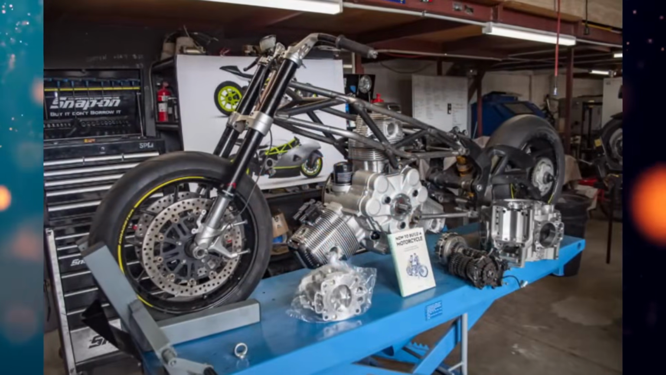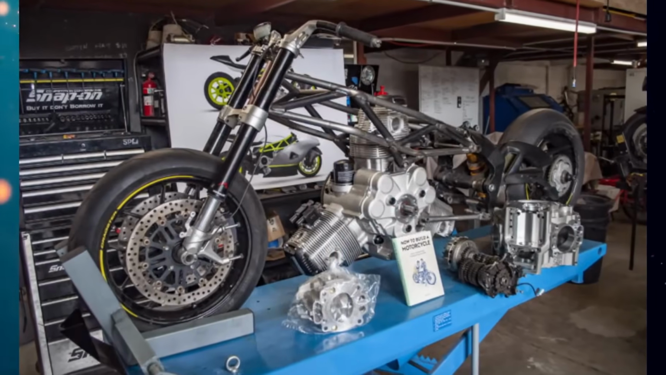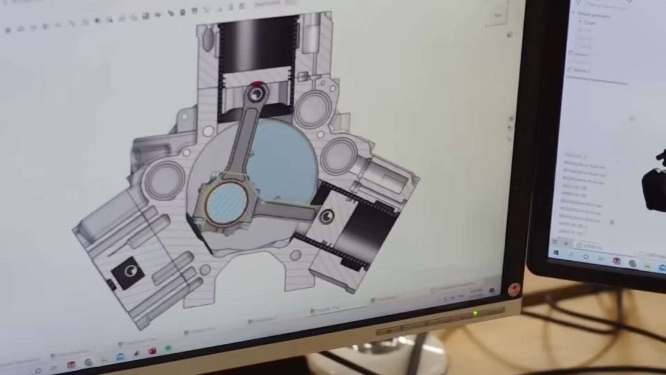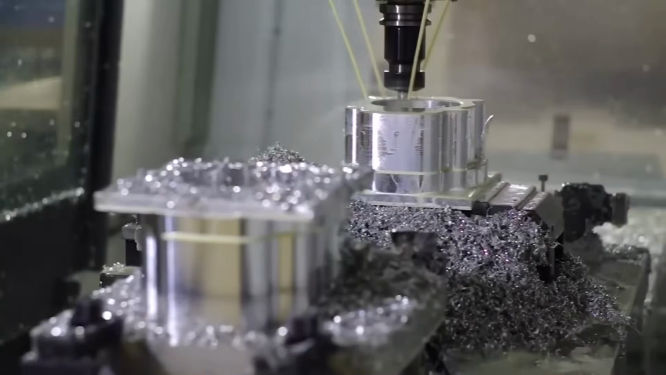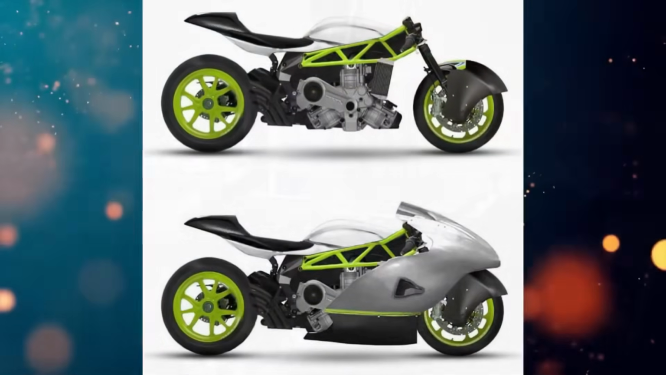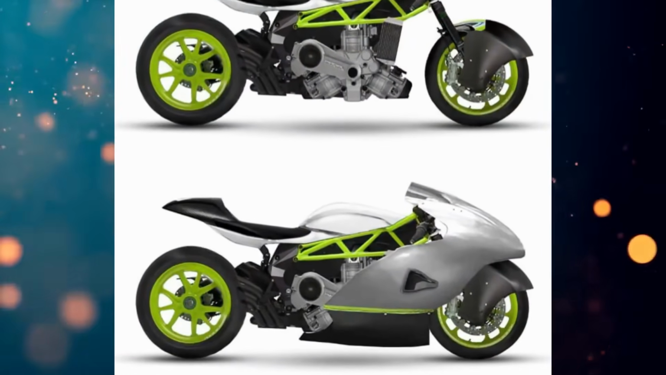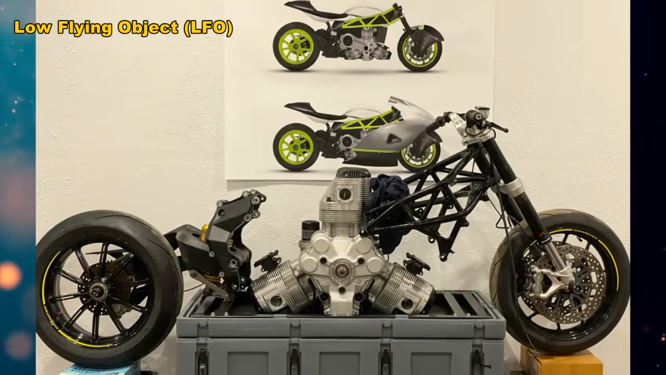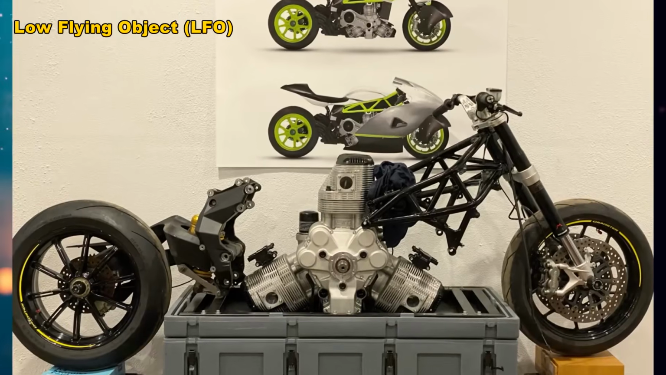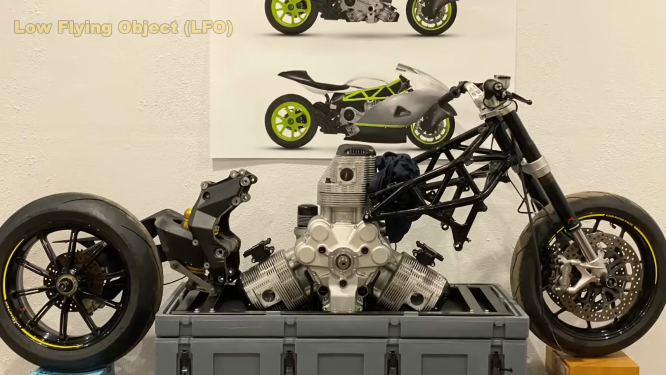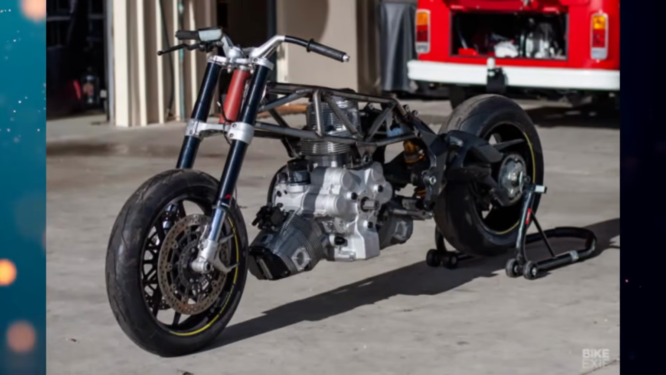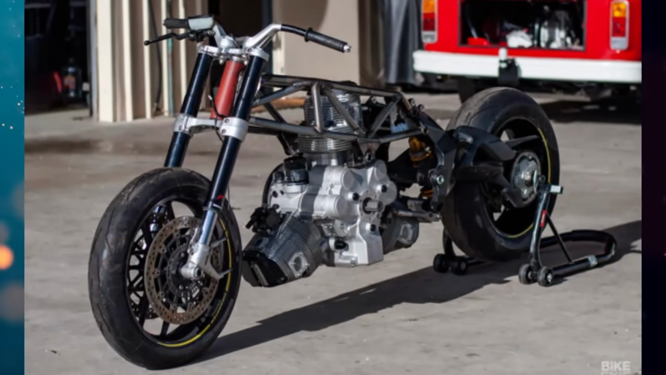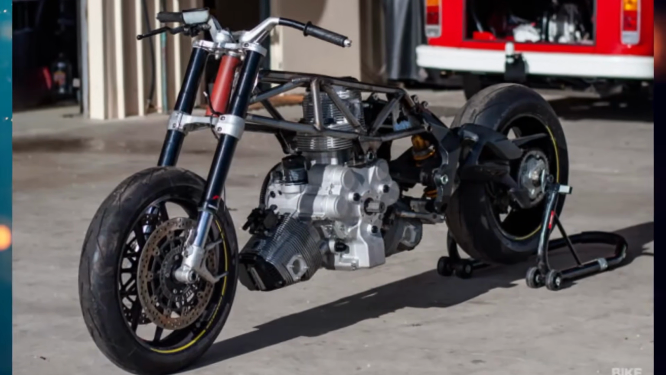This interesting project has been developed by the efforts of the Australian companies Shepherd Motorcycles, Kennedy Motorcycles, and Radial Motion since 2021. The goal is to set a speed record for a radial engine motorcycle. The project is called Low Flying Object. The motorcycle is designed for a top speed of over 320 kilometers per hour.